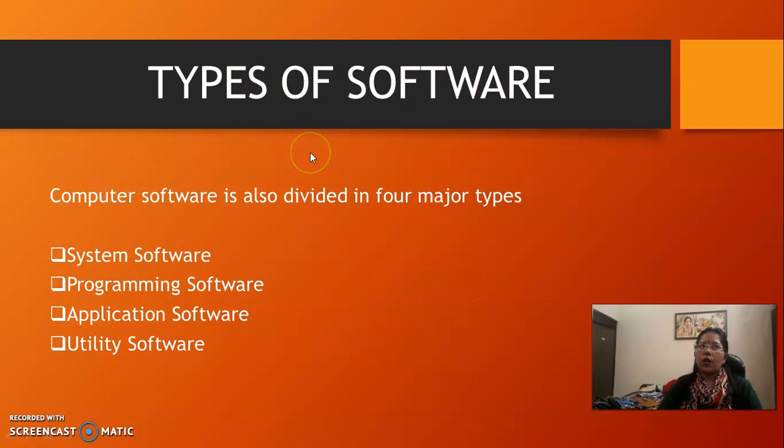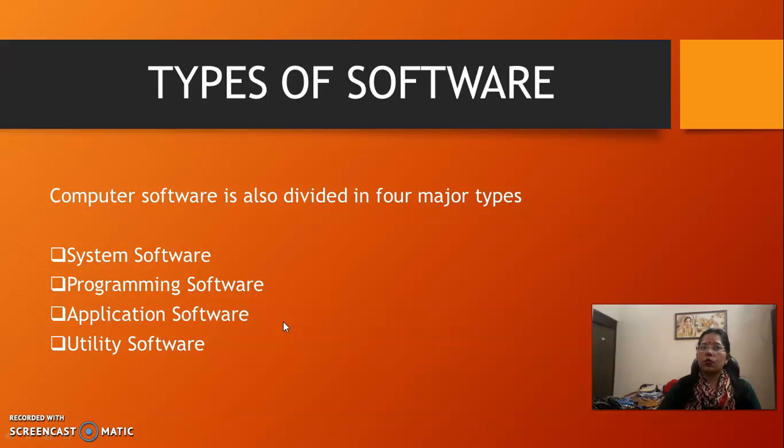Types of software. Computer software is divided into four types, namely system software, programming software, application software, and utility software. Let's discuss them step by step. System software. The system software is a collection of programs designed to operate, control, and extend the processing capabilities of the computer itself. These are programs written in low-level languages. System software serves as the interface between hardware and the end users.